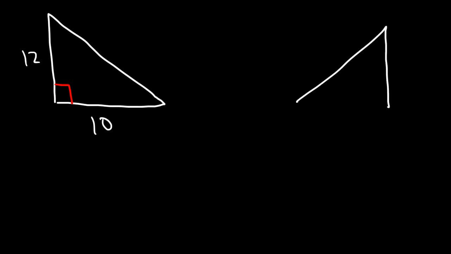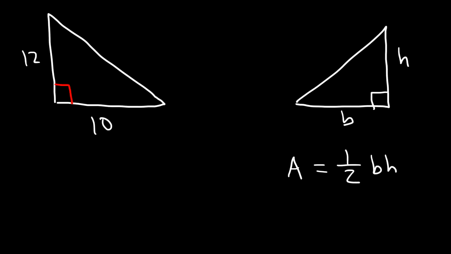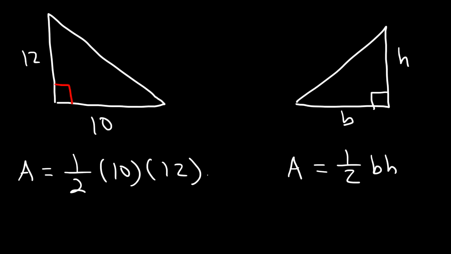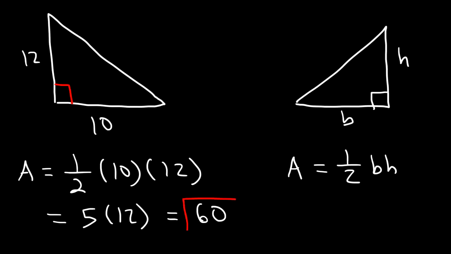So the first thing you need to know is the formula to use. For any right triangle, or any triangle that you know the base and the height of, the area is simply 1/2 base times height. So for this example, it's 1/2 times the base of 10 multiplied by a height of 12. Half of 10 is 5, and 5 times 12 is 60. So that's the area of the right triangle on the left. It's 60 square units.